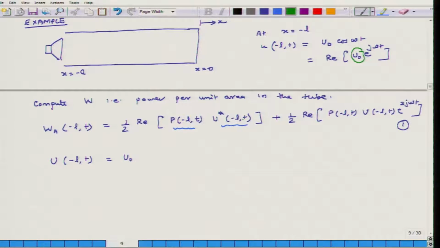Complex amplitude of velocity at minus L t, which is at this location, is equal to u naught. Similarly, its conjugate at minus L t is the conjugate of u naught. So, it is still u naught. Okay. So, this much we know.